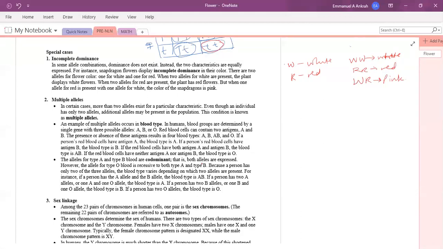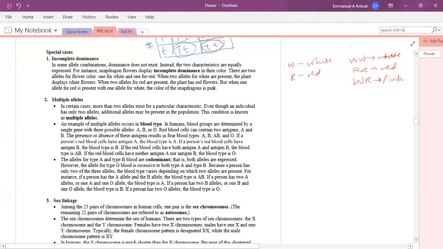The alleles of type A and type B are co-dominant, which is why you can have AB, equally powerful. That is, both alleles are expressed. However, the allele for type O is recessive to types A and B, so they don't have the antigen. Because a person has only two of the three alleles, the blood type varies depending on which two alleles are present.